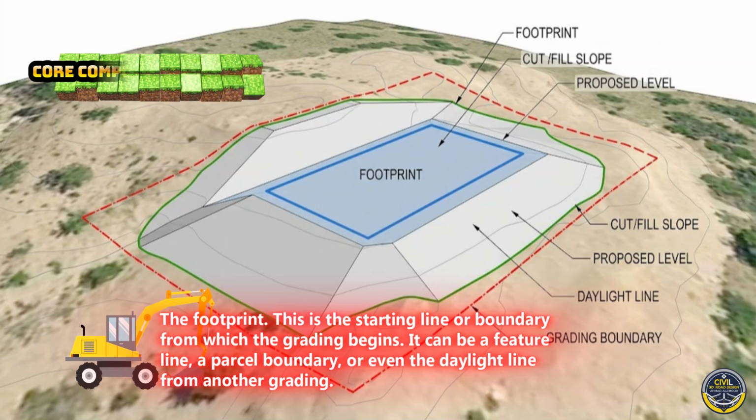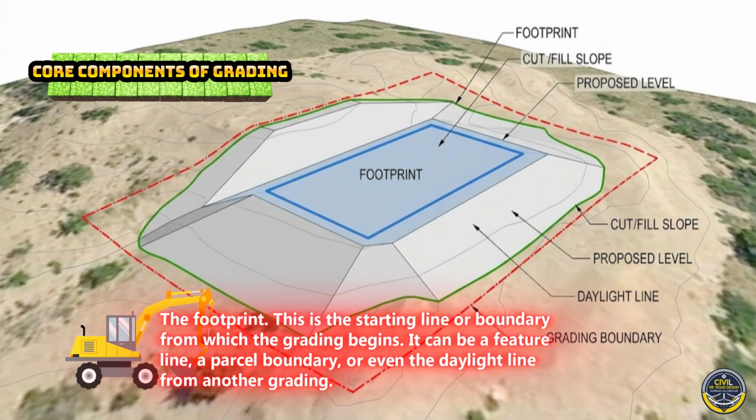Core components of grading. To understand grading clearly, it is necessary to break it down into its main components. Every grading object in Civil 3D consists of four key elements. The first component is the footprint. This is the starting line or boundary from which the grading begins. It can be a feature line, a parcel boundary, or even the daylight line from another grading. The footprint defines where the design starts.